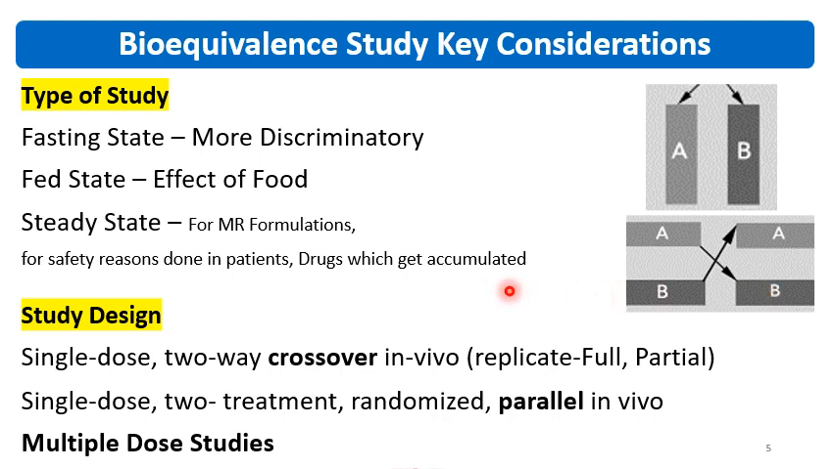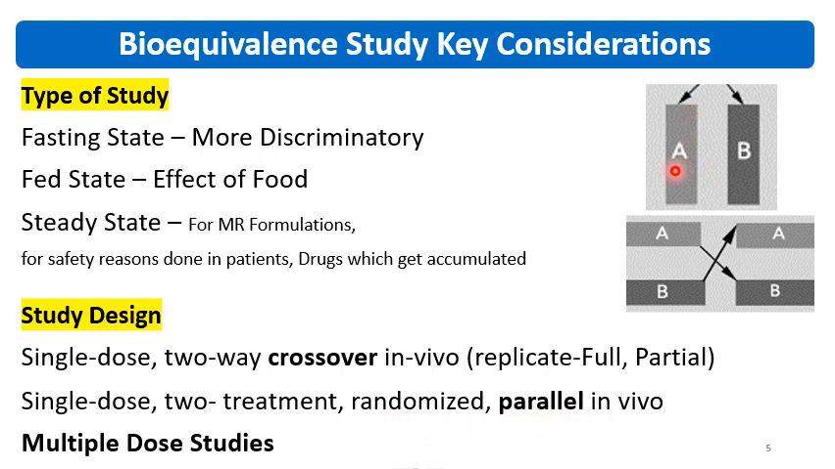So this crossover study may be replicate or non-replicate. Non-replicate means only once you have to give the test formulation and the reference formulation. But if it is replicated, then the reference formulation can be given 2 times, that is known as partial replicate. And if the test formulation and reference formulation both are given twice, then it is known as full replicate.